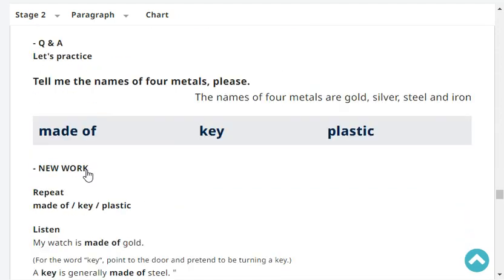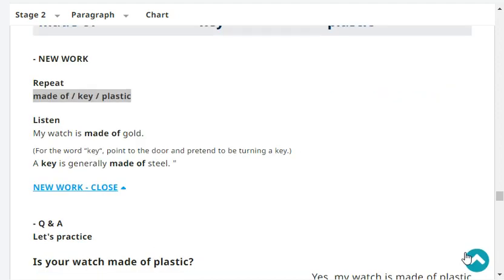Next, repeat. Made of. Metal, key, plastic. Very good. Okay, listen. My watch isn't made of plastic. It's made of steel. A key is generally made of steel. Let's practice. Is your watch made of plastic? Yes or no?